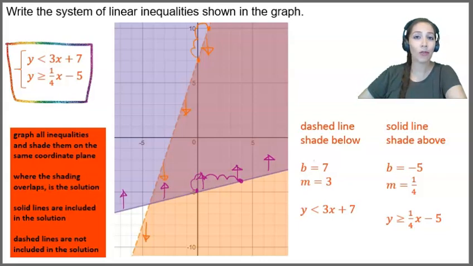If it had asked me for the solution, it would be the part where they both overlap, where the shading overlaps. Anything that falls within here, not including the dashed line but including the solid line, and anything going on to infinity and beyond between those two lines and including this one, is a part of the solution.